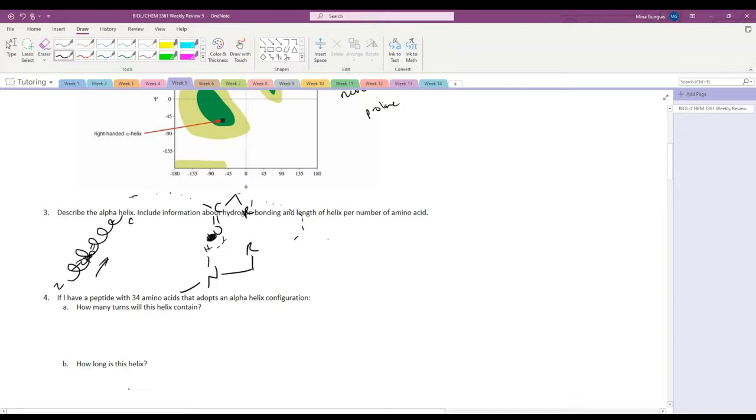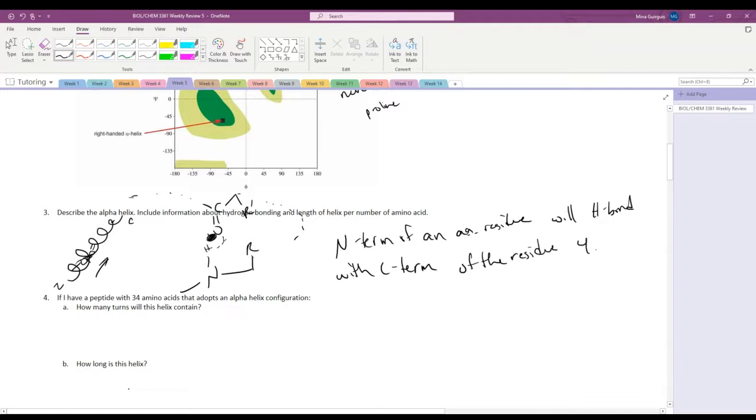This is what stabilizes an alpha helix: the N-terminus of an amino acid residue will hydrogen bond with the C terminus of the residue a few amino acids later. I don't know exactly how that would have been worded, but if you're in your sequence, amino acid 1 and amino acid 5 will have hydrogen bonding between them. Amino acid 5 and amino acid 9, 2 and 6, and so on. Okay. All right, now let's talk about the numbers, right?